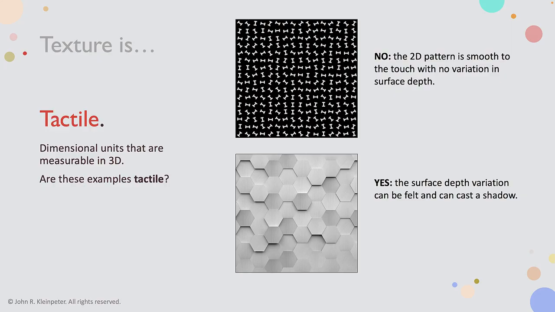Are these samples tactile? The top sample is not tactile. It is a 2D pattern that is smooth to the touch with no variation in surface depth. The bottom sample has variation in surface depth, can be felt, and can cast a shadow.